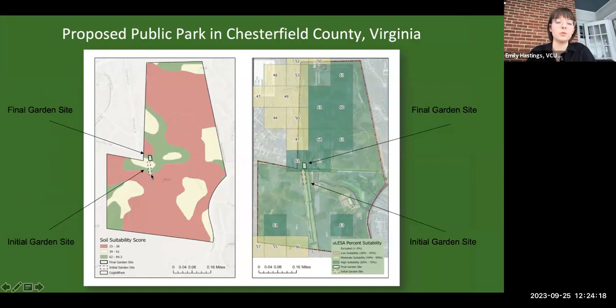So that initial site was not optimal, but with our model, utilizing the percent suitability raster cells, we were able to convince them to just move the garden site up a little bit so that it's located within one of our high scoring cells, and would make the garden much more successful because they are out of those suboptimal soils and out of basically a wetland.